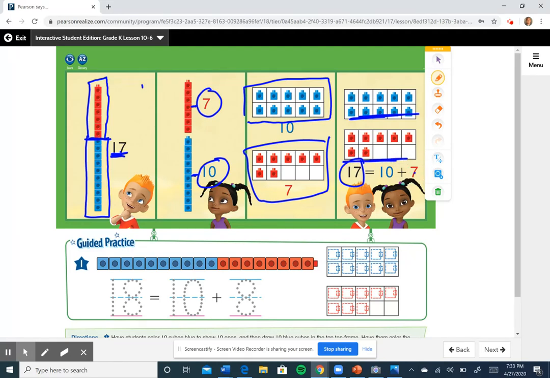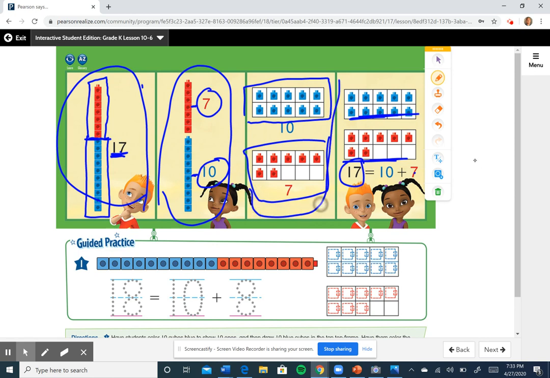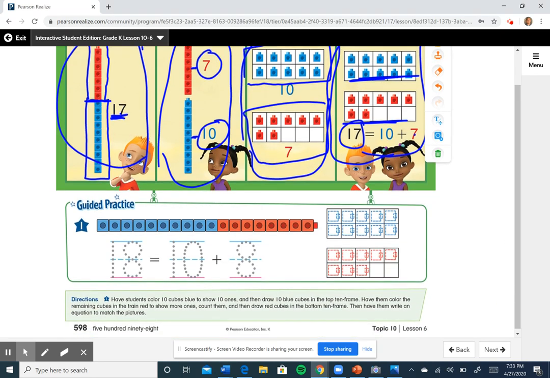All right. This box is a way to show 17. And this box is a way to show 17. So then down here we have 18 equals 10 plus 8. All right, so let's count.